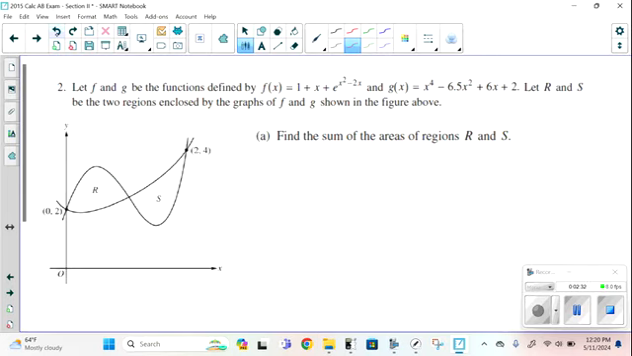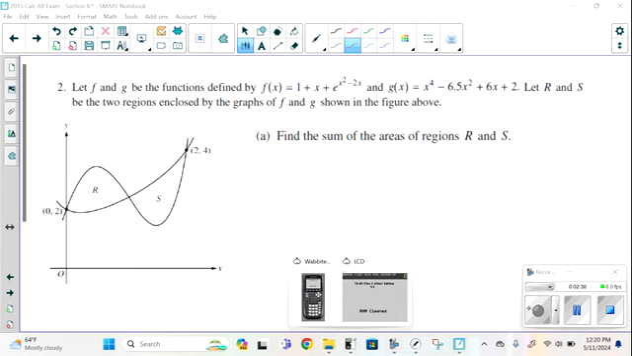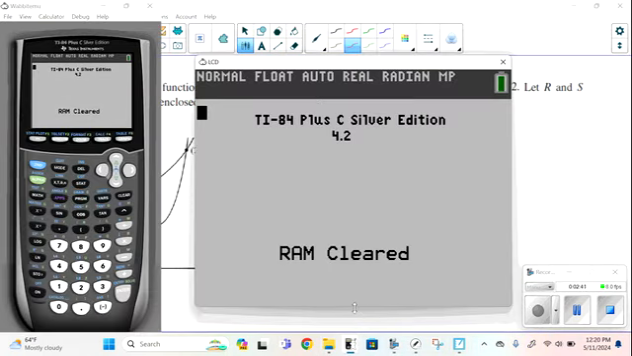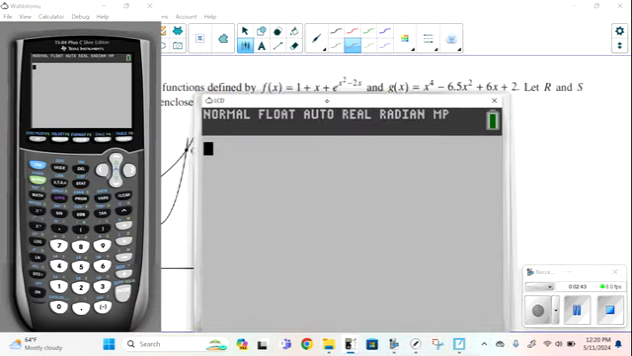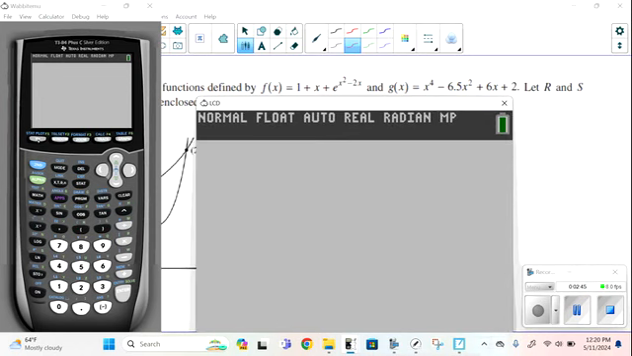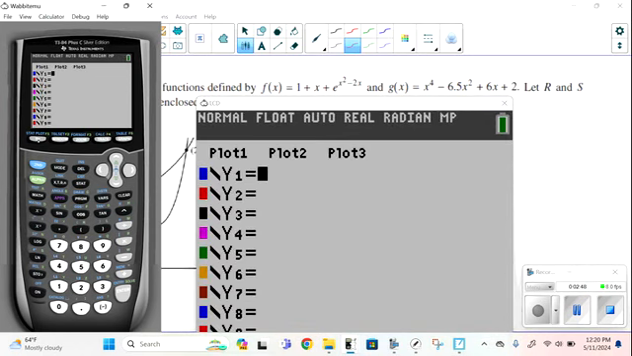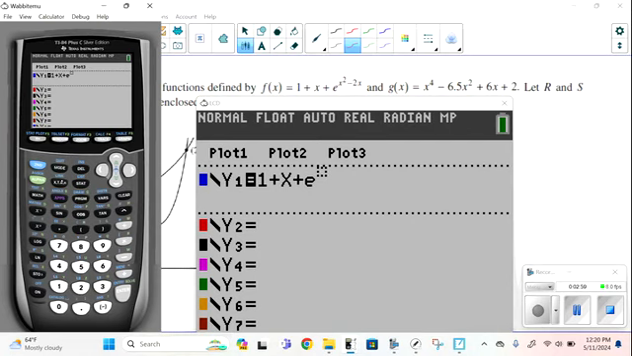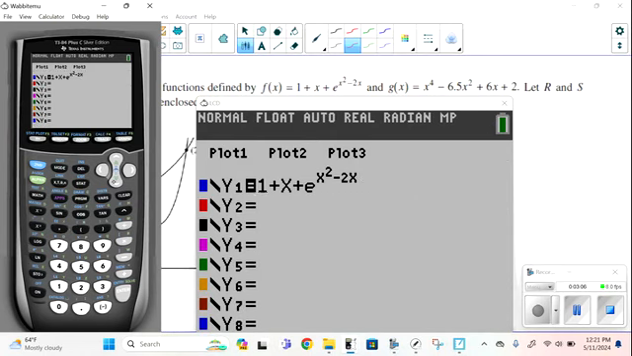So why don't we just put these in our handy dandy calculator? Here we go. RAM is cleared. Thank you. And let's take a look at our graph. So y equals. I will put f as the blue line. So it's 1 plus x plus e raised to the x squared minus 2x. All right. And the red line will be g of x.